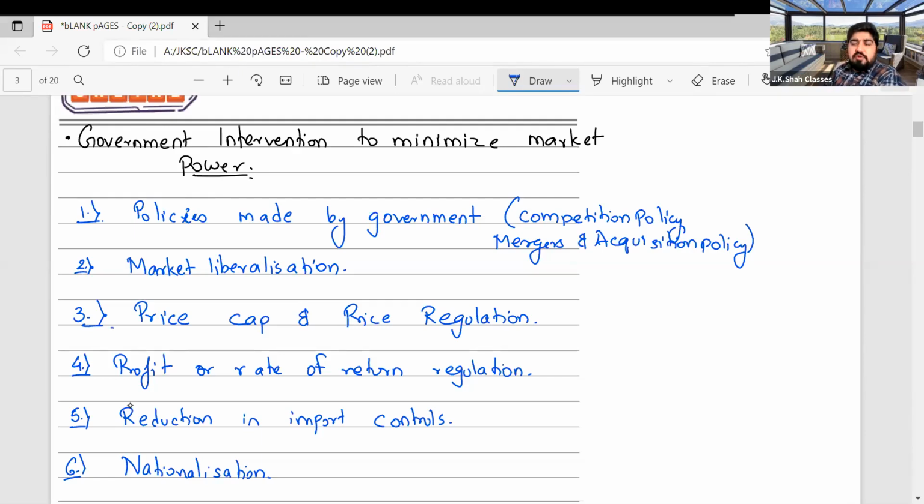Individually, these points will not come. So don't worry about it. But they will be just asking you the head point, how government will intervene in case of market power. And all these points you will have to explain in 1 or 2 lines. Any doubts here? Market liberalization, network issue. Open up the market so that there is no import control, there is no monopoly in the market. That is what it means.